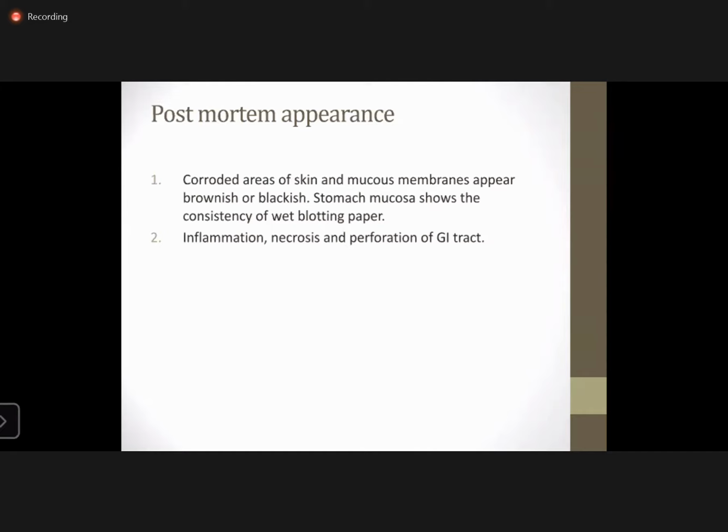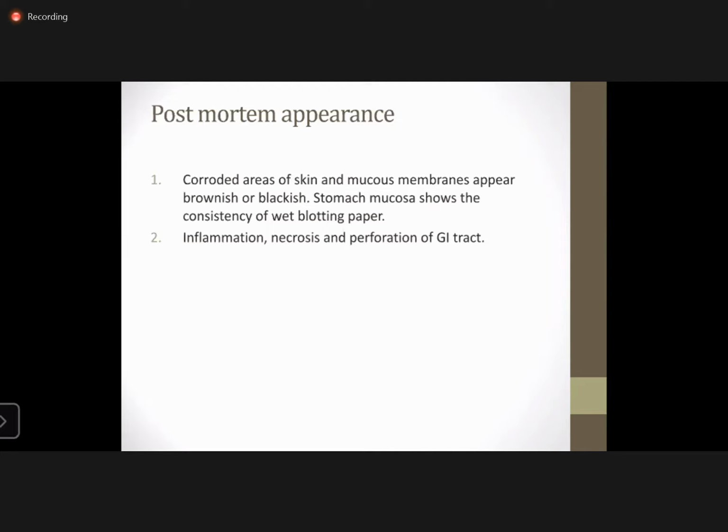The post-mortem findings: you see corrosion, a partial destruction of the mucous membrane that comes in contact with the poison. Lips, mouth, chin, angle of mouth, everything erodes. Where there is a splash, it will be colored brownish, and parchment-like eroded spots will be there. This is important: in sulfuric acid you will see a lot of brownish to blackish corrosion.